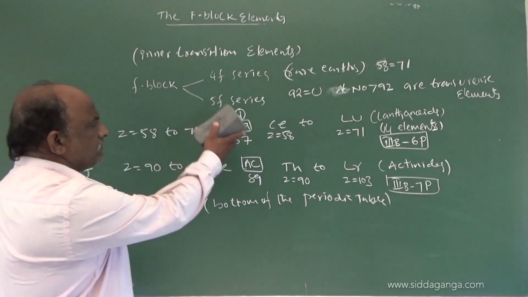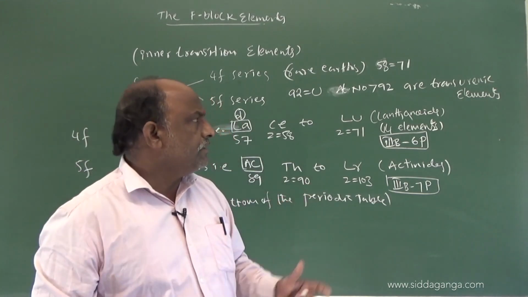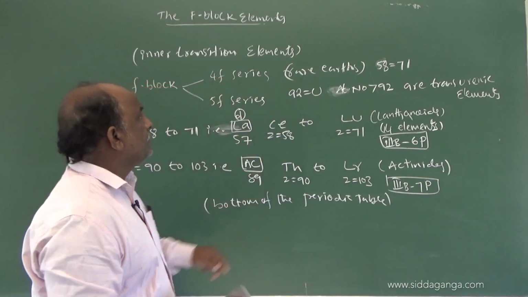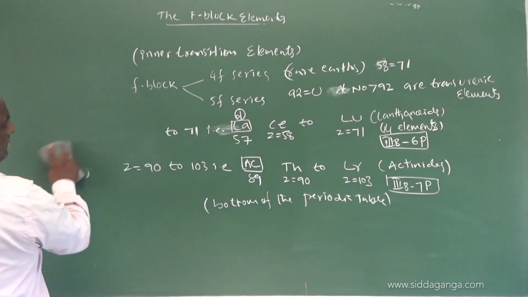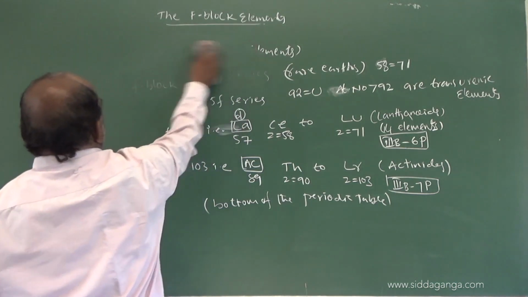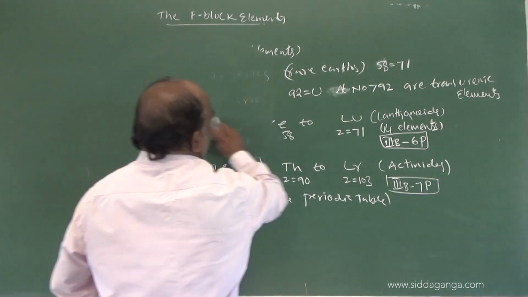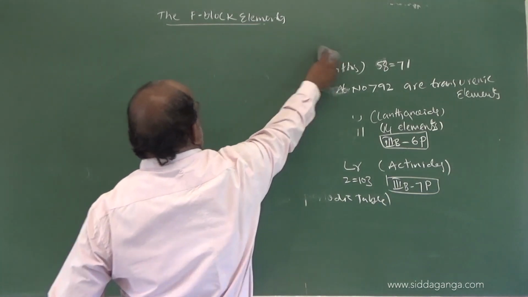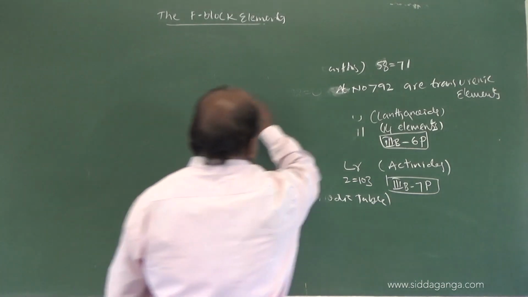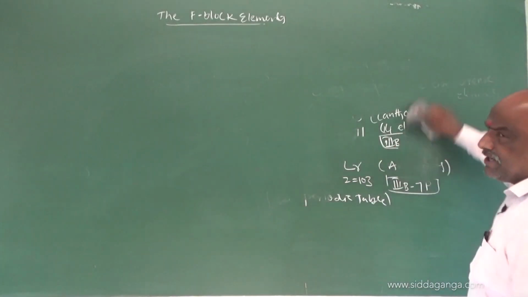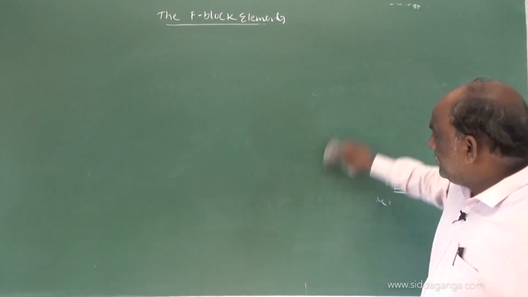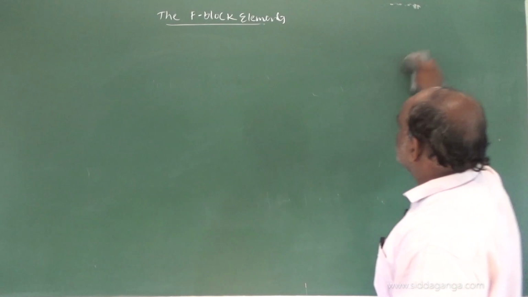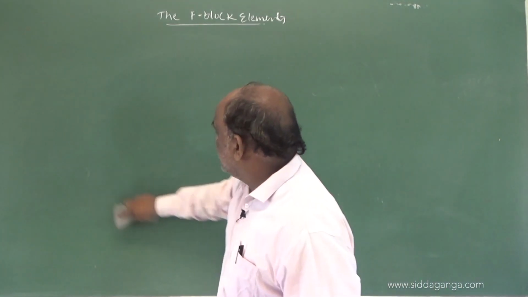So this was simple general information regarding F block elements. Next is lanthanides. After that we require one more class for actinides and applications of D and F block elements. That will be the end of this topic.